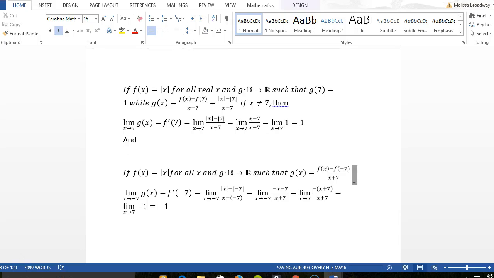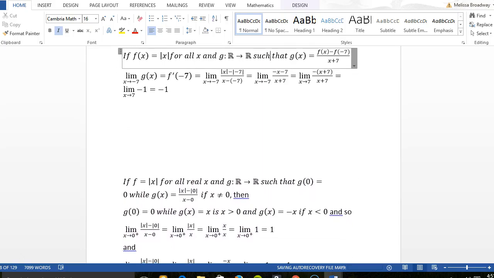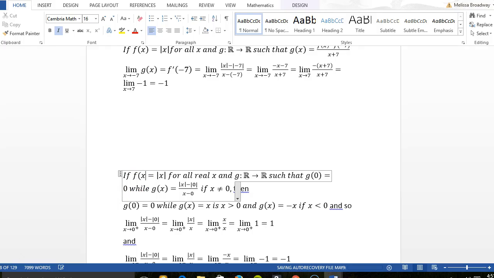So, and I allude to that down here. I don't know if I worded it in the best possible way. So here's our f again. Oops, and I really should say f of x. So if f of x equals absolute x for all real x, and if g is a function, again, from the reals to the reals, such that g of 0 is 0. Now this time I'm going to let g of 0 equal whatever. It's not going to matter.